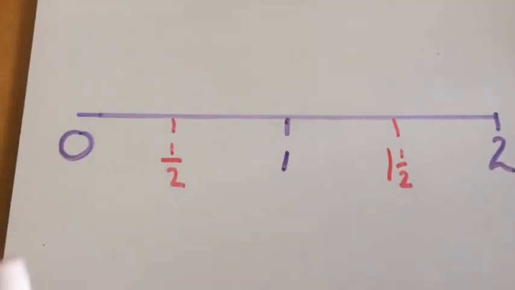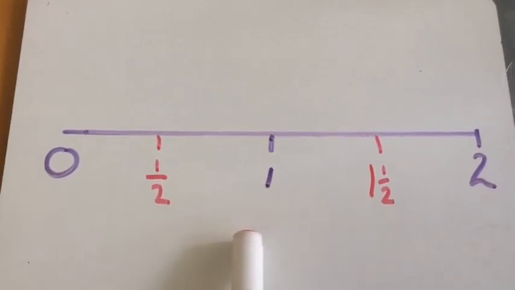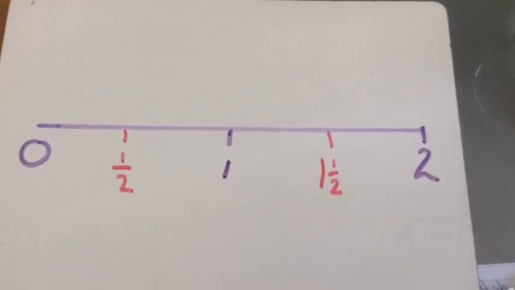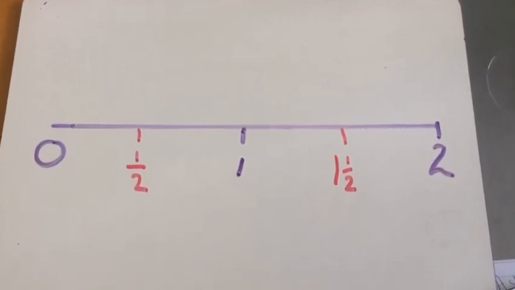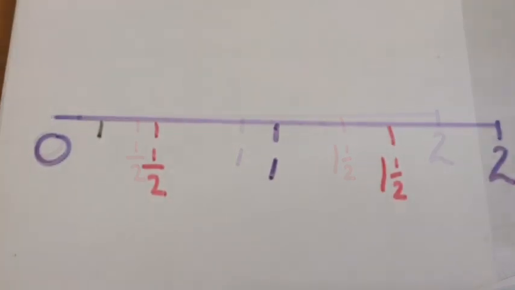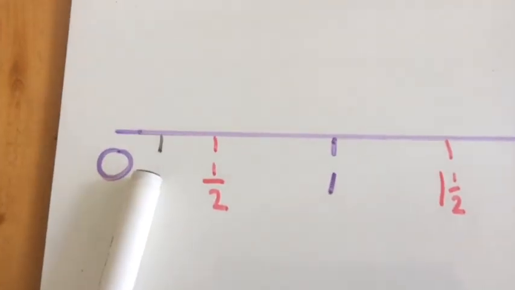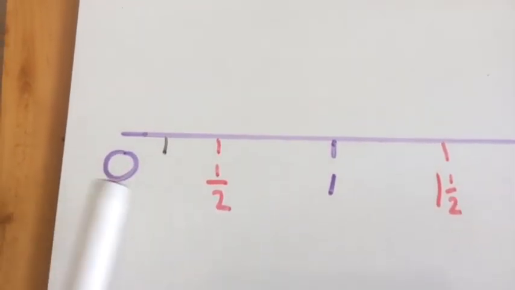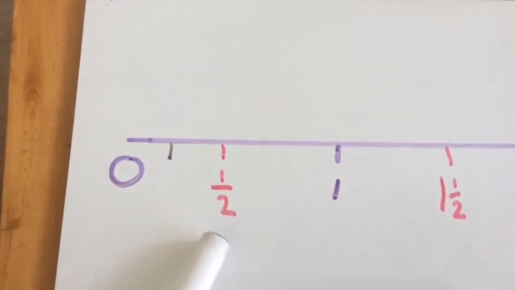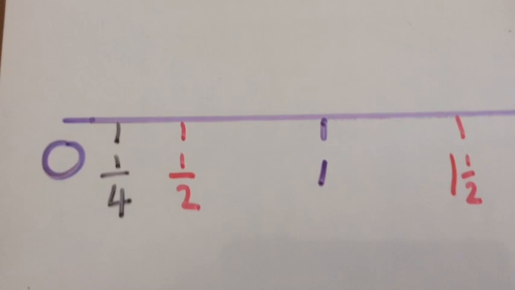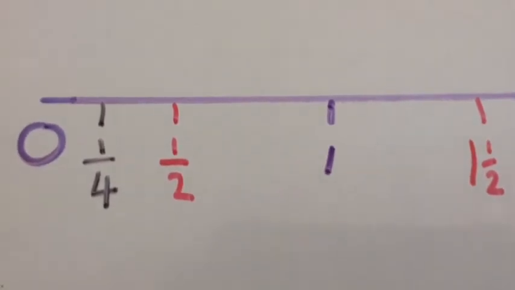Now let's count along in halves. Half, 1, 1 and a half, 2. Can you carry on? What will come next? And then what? What about this though? It's halfway between a half and 0. So what's a half of a half? Do you remember? It was 1/4, wasn't it? And we write that fraction like that.